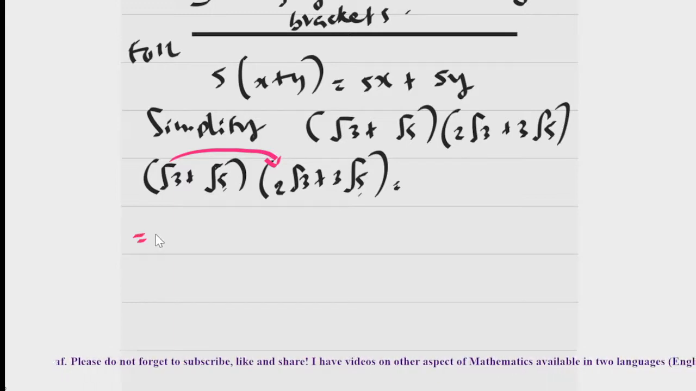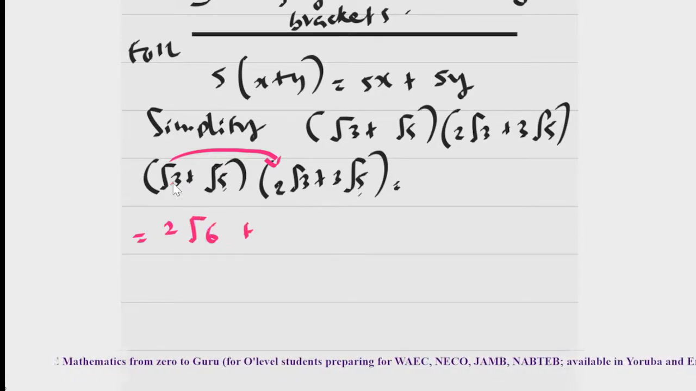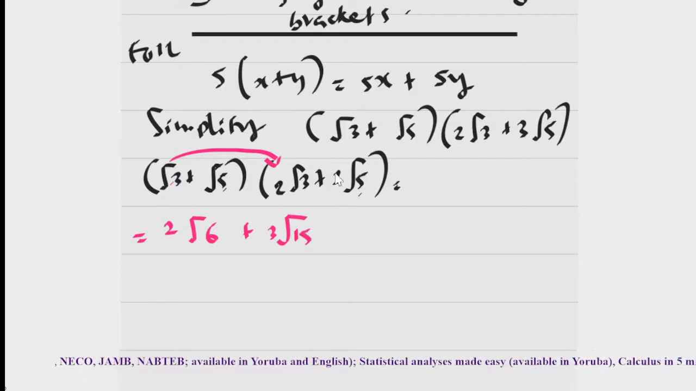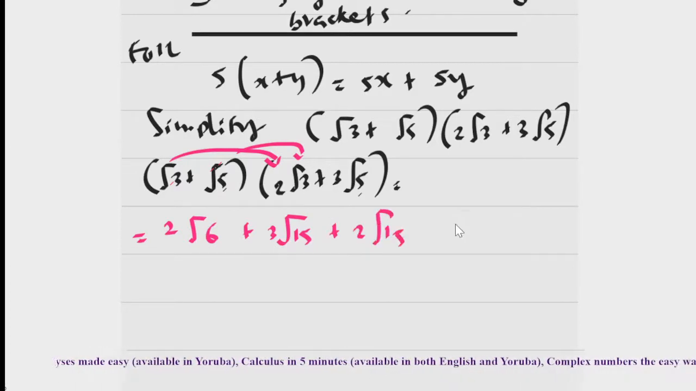And don't forget, when you are multiplying surds, you have to group number with number, radical with radical. So root 3 multiplied by 2 root 3 is going to give you 2 root 9. Then plus root 3 multiplied by 3 root 5. The number here is 1 times 3, that is 3. Root 3 times root 5, that's root 15. And then root 5 times 2 root 3 is going to give you 2 root 15. Then plus 3 root 25.